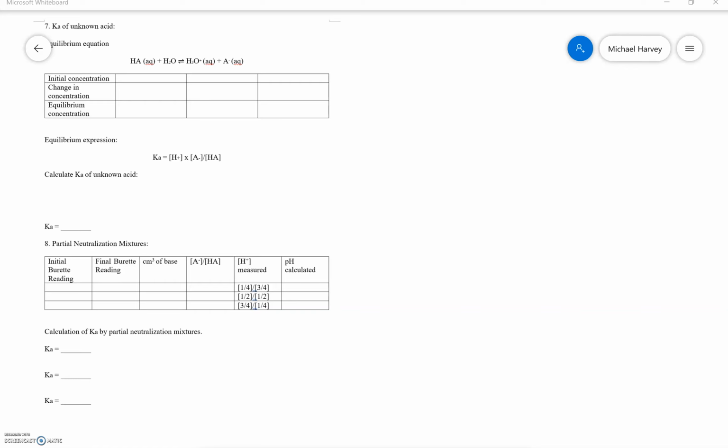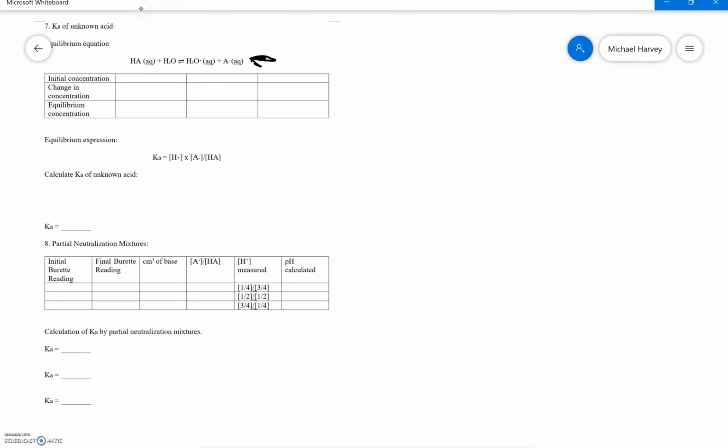So the purpose of the experiment was to determine the Ka of an unknown acid, so you could determine what the acid actually was. And we're using two methods, the equilibrium equation method and the partial neutralization of mixtures method. So for the first method, we use the equation here that you're given. Okay, so what's the initial concentration of the acid?